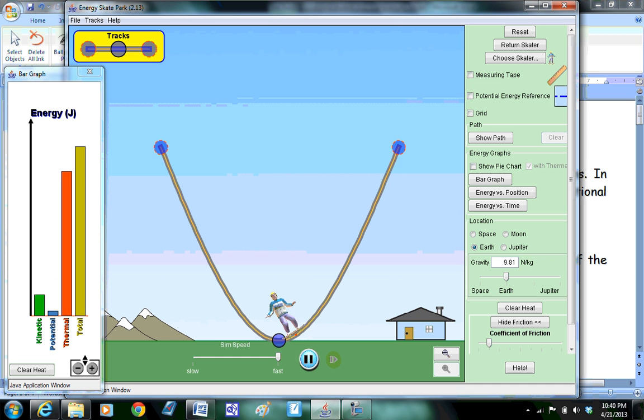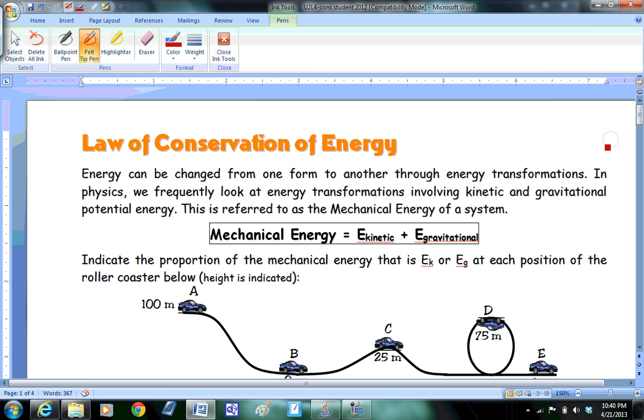So again, the main idea here is that the total amount of energy remains constant. We say it's conserved, while the energy can switch back and forth between different forms. And if we have not 100% transfer, the energy is lost in the form of heat or thermal energy. You see here the skater is actually stopping.